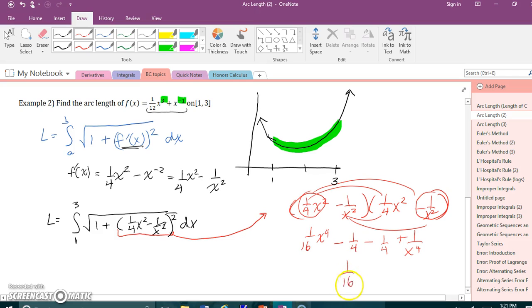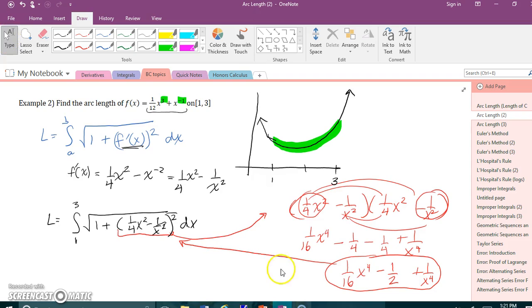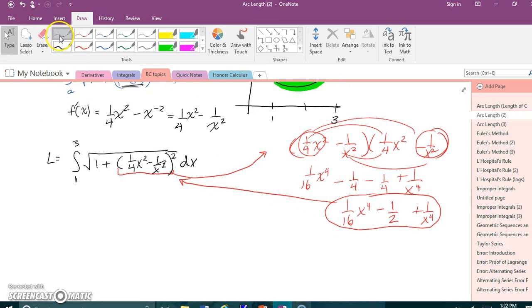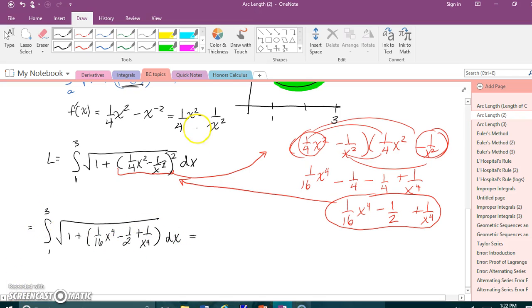So this is 1 over 16 x to the 4th minus 1/2, and then plus 1 over x to the 4th. So we're going to take this and replace it back into our formula now that it's a little bit neater. And then we're going to do something here that will allow us to do it by hand. Plugging back into our formula, we get this.